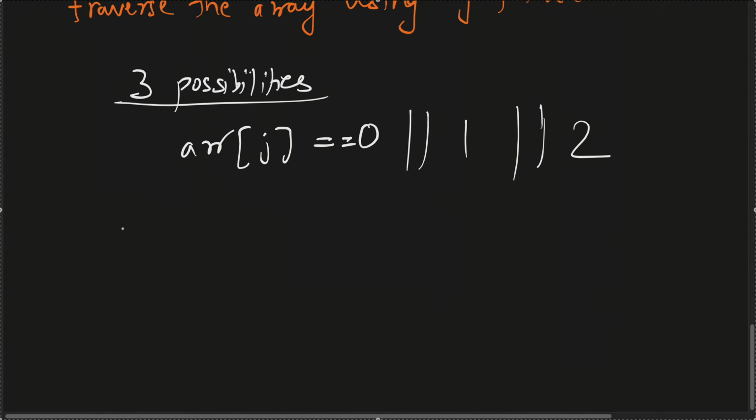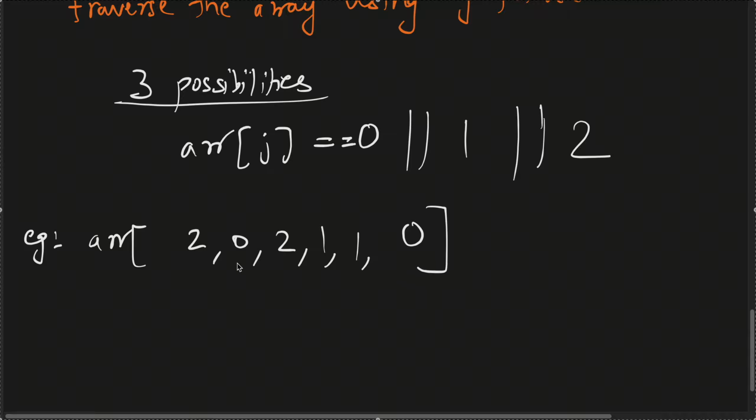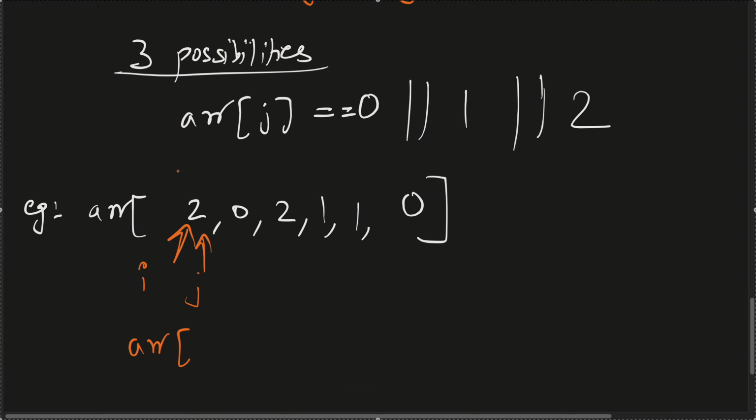So let's do the dry run. Let's do the complete dry run to get a better understanding. Let me write the array again: 2 0 2 1 1 1 1 and the final is 0, right? So I was here, j was here, right? So here array of j, where the indices are 0 1 2 3 4 5.